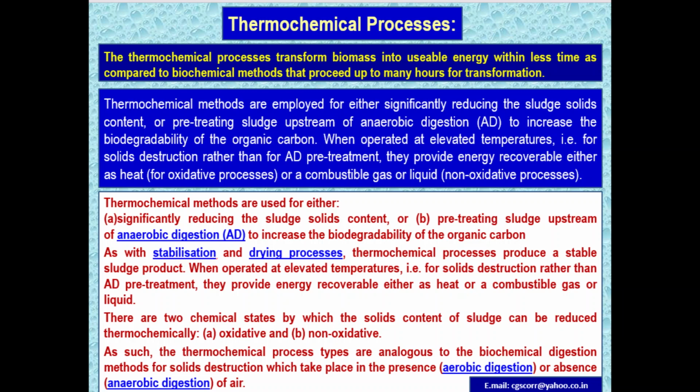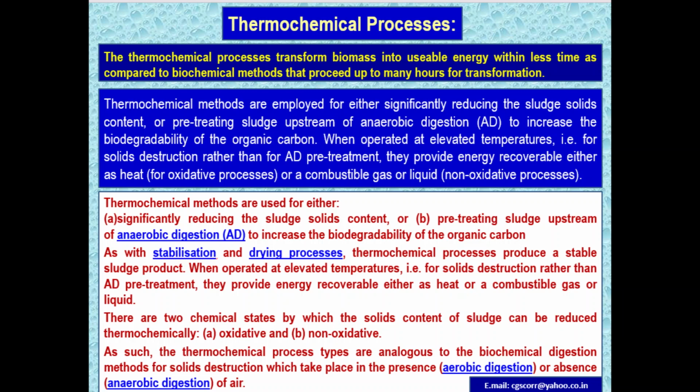The thermochemical processes transform biomass into usable energy within less time as compared to biochemical methods that proceed up to many hours for transformation. Thermochemical methods are employed for either significantly reducing the sludge solids content or pre-treating sludge upstream of anaerobic digestion, shortly called AD, to increase the biodegradability of the organic carbon. When operated at elevated temperatures, that is for solids destruction rather than for AD pre-treatment, they provide energy recoverable either as heat for oxidative processes or as combustible gas or liquid for non-oxidative processes.